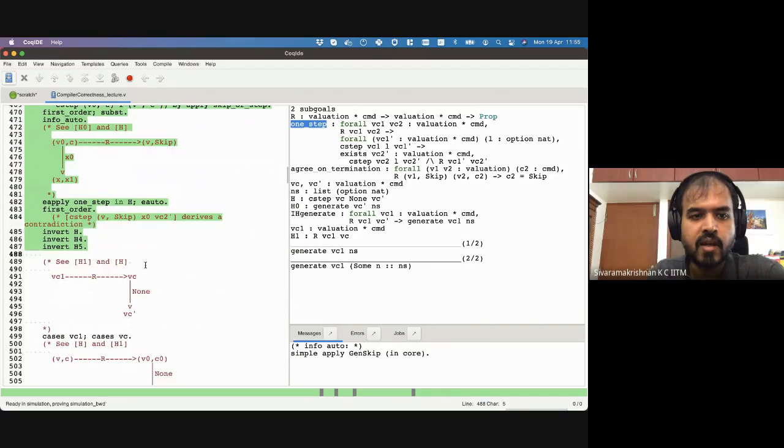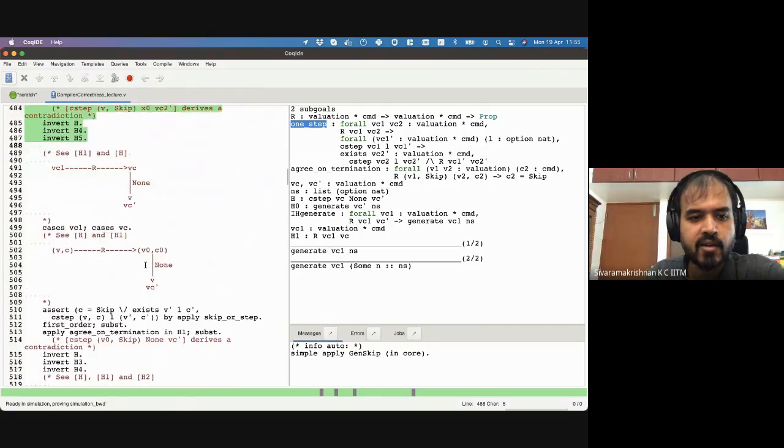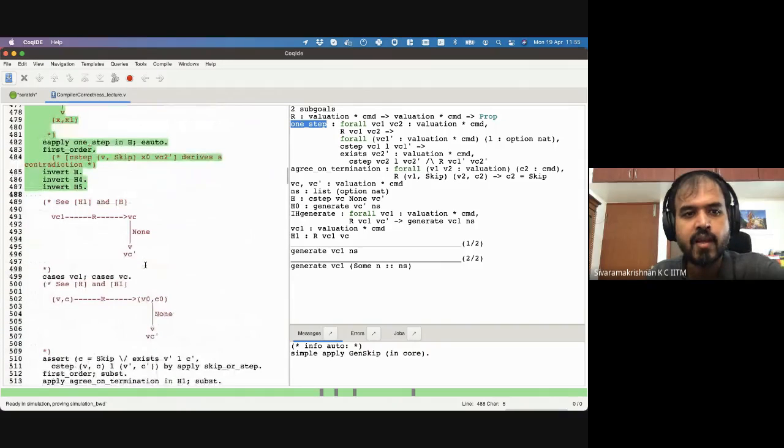So I'm going to stop here, and I'm going to come back to this tomorrow, and we'll see the rest of the proof. We will finish this, and then we will use it for optimization for our constant folding. So let's stop here. Let's come back tomorrow. Thank you, everyone.